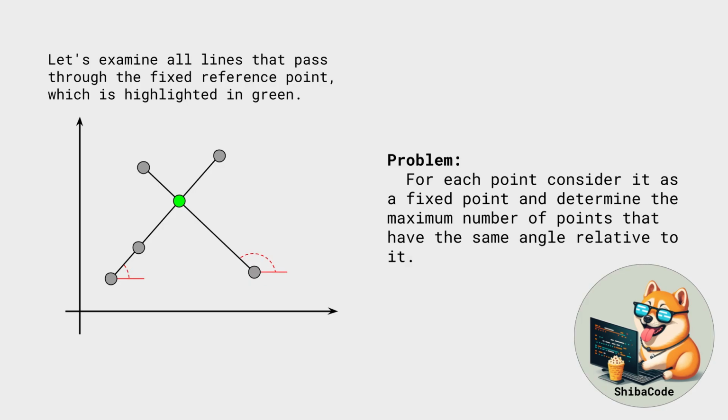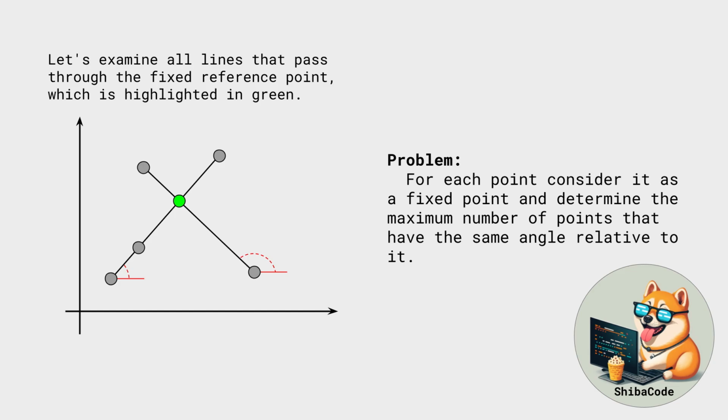One approach to solving this problem is to consider each point in the array as a fixed reference point and find the maximum number of other points that lie on a straight line with that reference point. We can determine which points lie on the same line as the reference point by calculating the angle between the reference point and each of the other points.